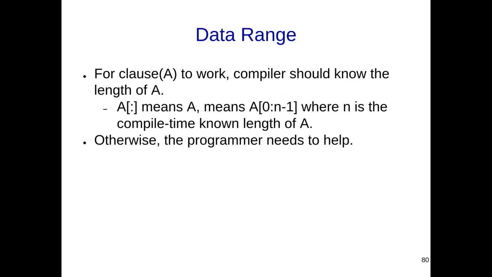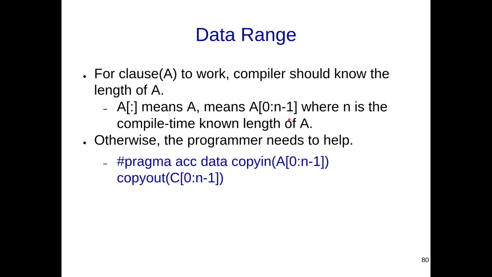Okay, so if the compiler doesn't know, then the programmer needs to help, and that is where A of 0 colon n will come into picture, and that is what we have to provide. So we have to specify explicitly #pragma data copy in A of 0 colon n, not n minus 1, and copy out C of 0 colon n in the context of C programs, and 0 colon n minus 1 for Fortran programs.